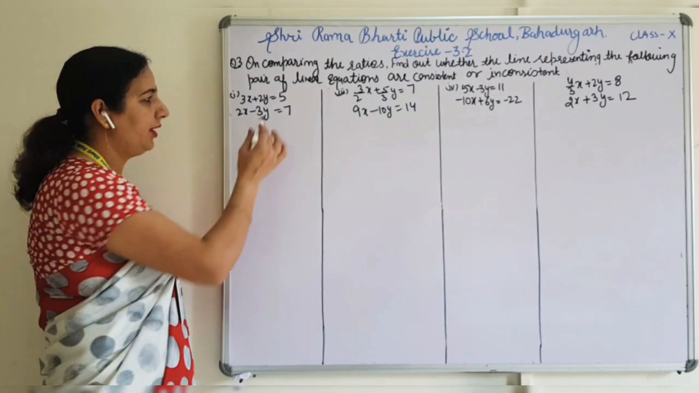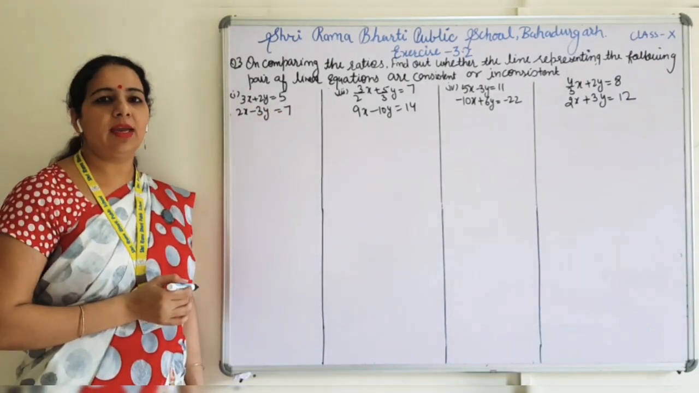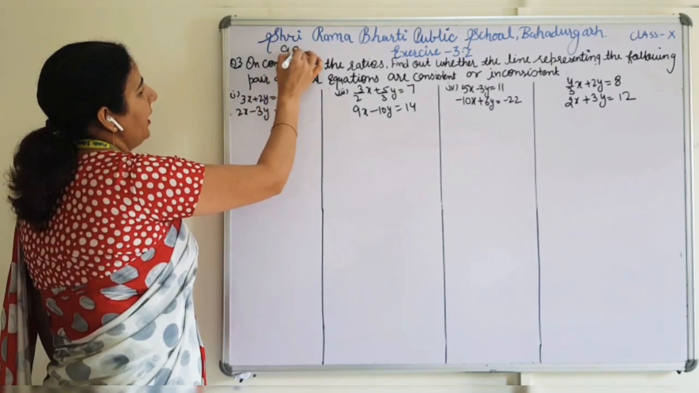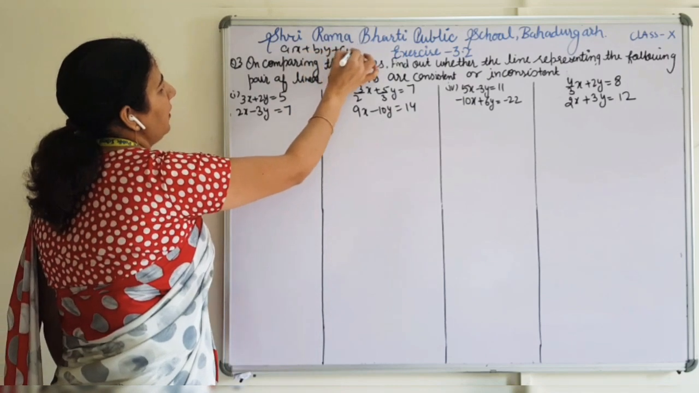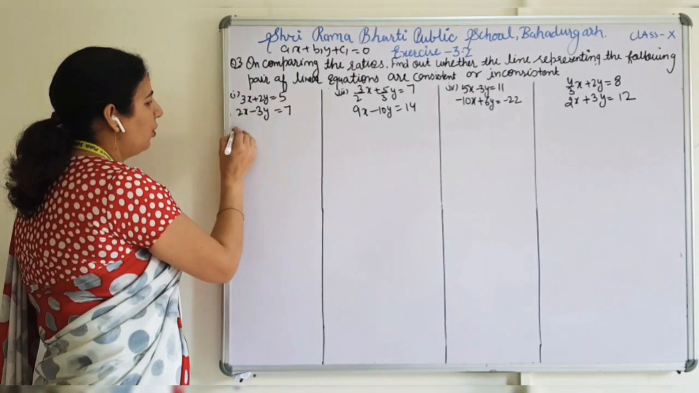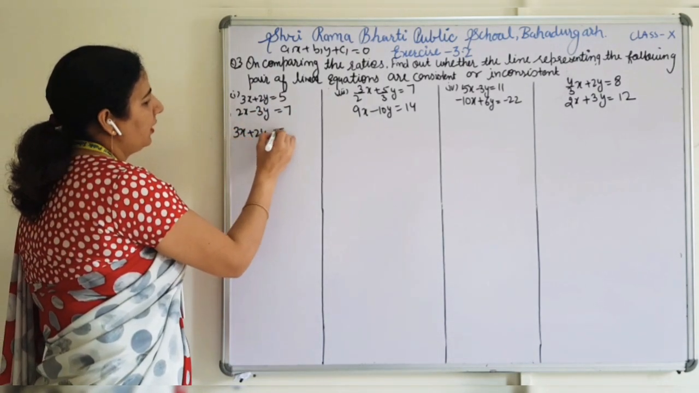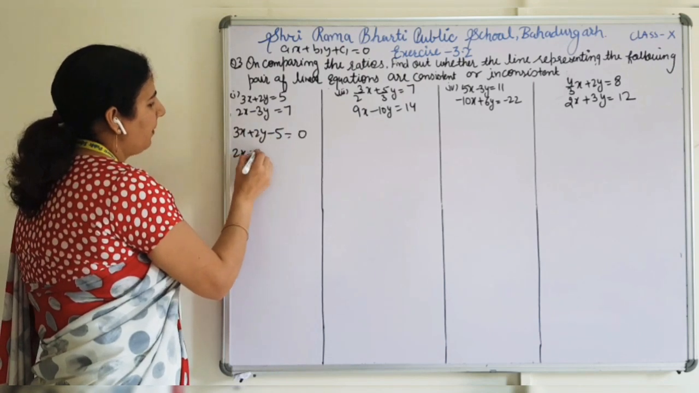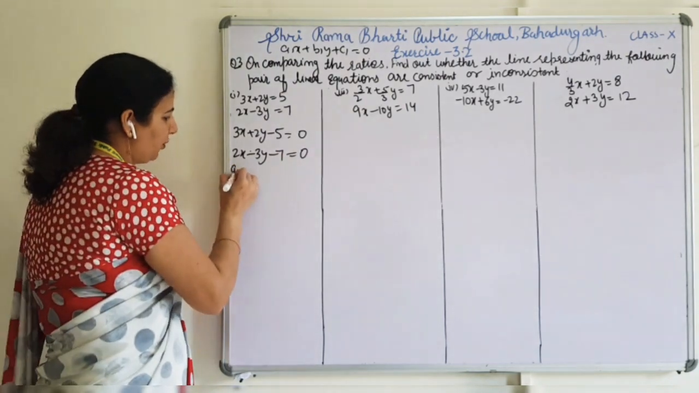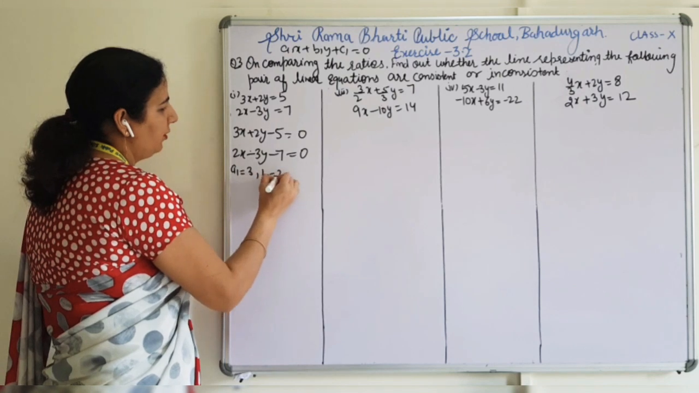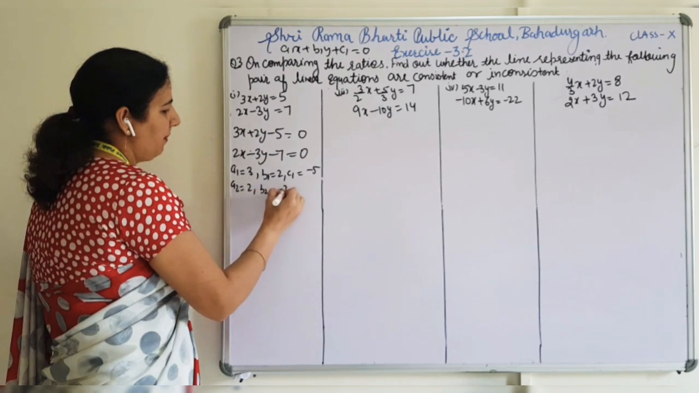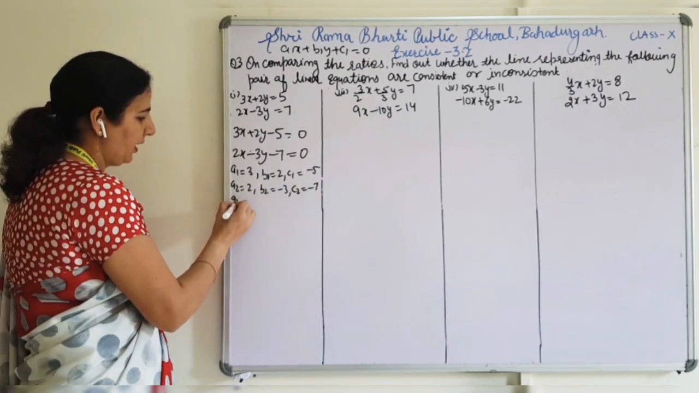So students, pair of linear equations are consistent or inconsistent. Almost the same question. First of all, the standard equations are a1x plus b1y plus c1 is equal to 0. It means the constant part should be on this side, and the right side should be 0. So first let me make the equations in the correct standard form. Minus 3y plus 7 minus 7 is equal to 0. Now the same procedure, a1 is 3, b1 is 2, c1 is minus 5, a2 is 2, b2 is minus 3, c2 is minus 7.